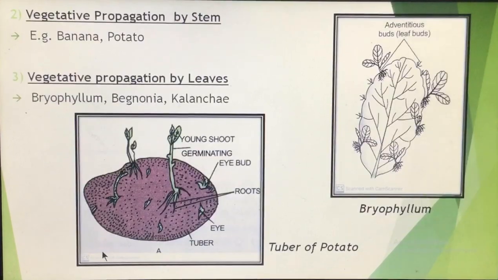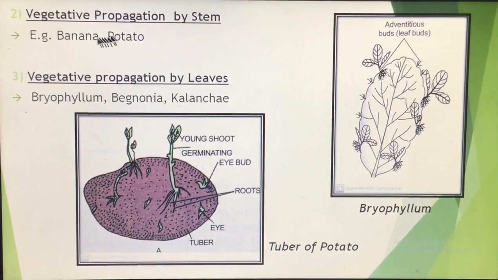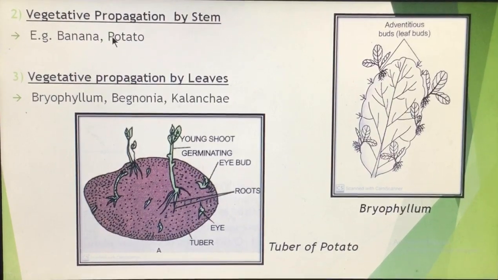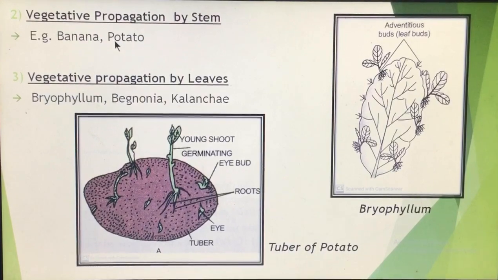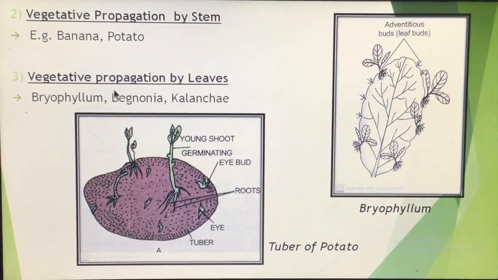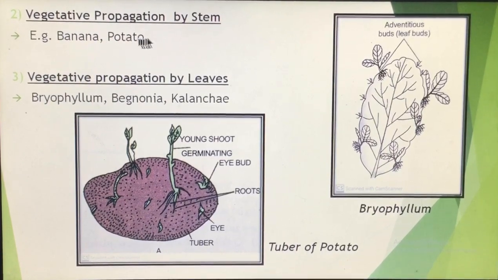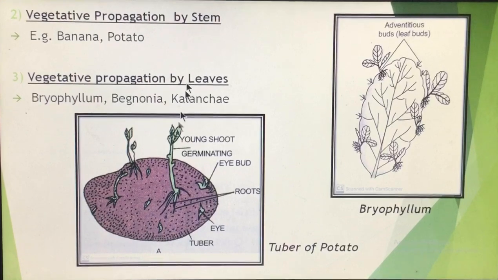The vegetative propagation in case of stem is in banana. The vegetative propagation takes place through the stem. In potato, जो हम आलू खाते हैं, potato खाते हैं, that is actually a stem. Stem stores the food material, because you must have seen that ये जो potato है, they are always underground, नीचे ज़मीन के नीचे उगते हैं. So potato जो हम खाते हैं वो कौन सा part है plant का? वो stem है.